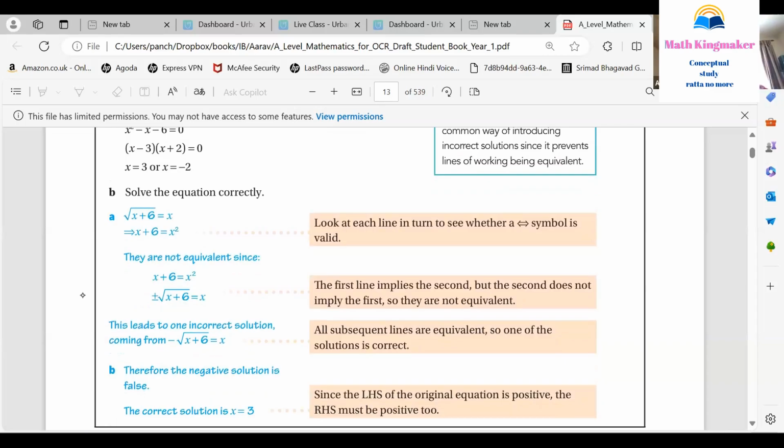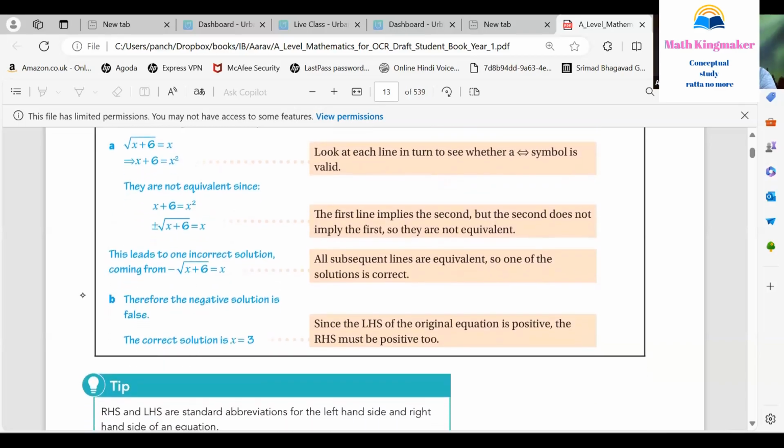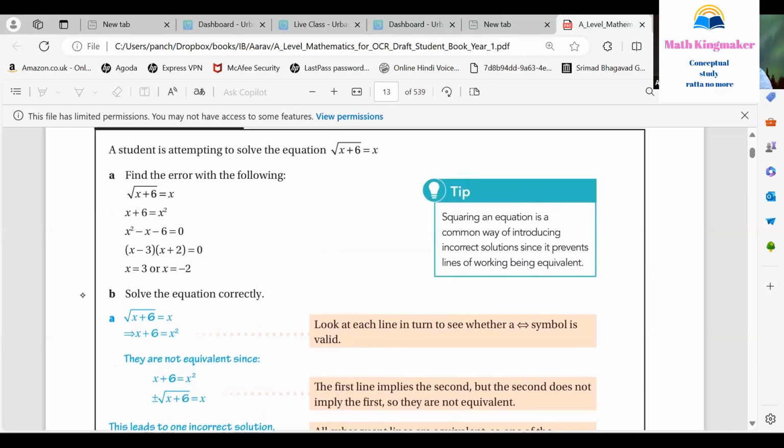Which symbol, sir? They are not equivalent, since x plus 6 equal to x squared could also be plus or minus, so x plus 6 equal to minus x. So clearly it is plus. The negative solution is false. The correct solution is x equal to 3, because x can't be minus root x plus 6. The negative value you are getting is x equal to -2. So the only answer is 3.